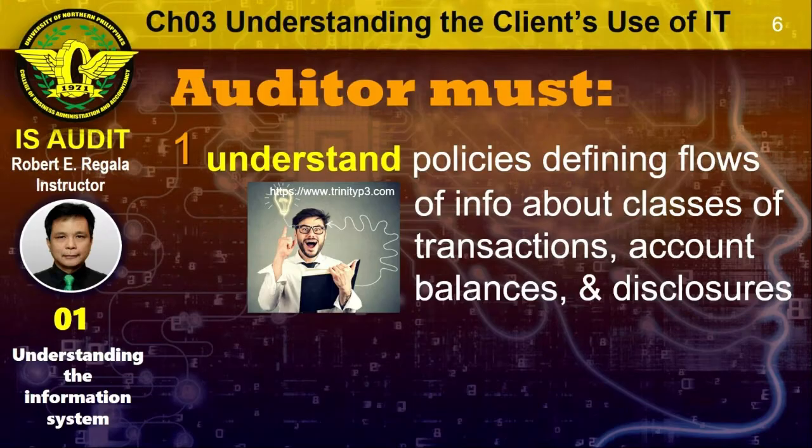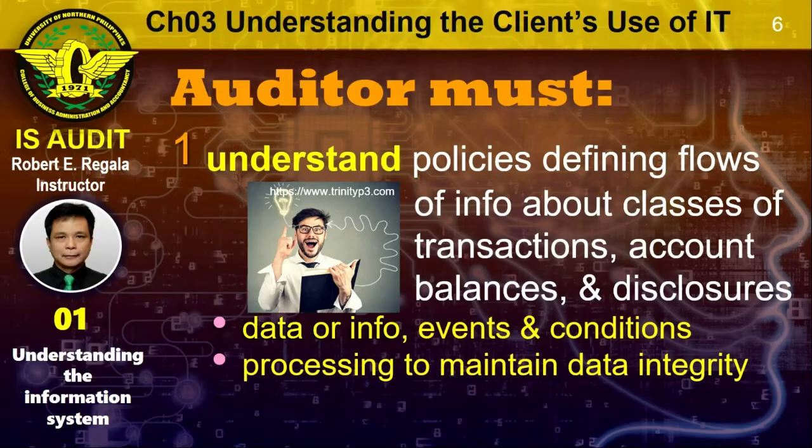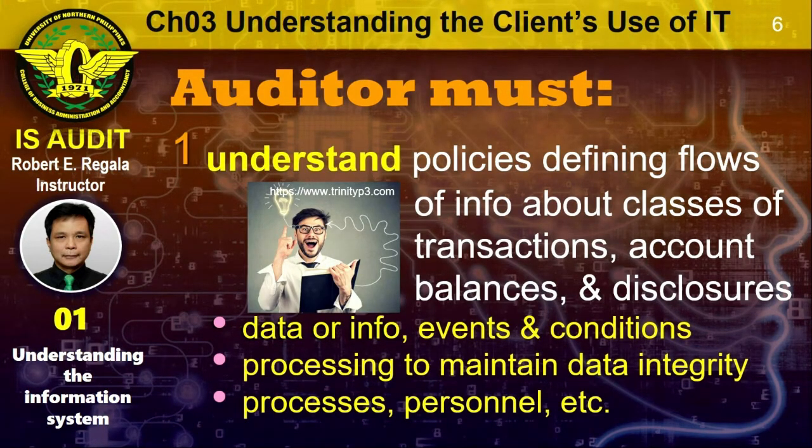Matters the auditor may consider when understanding the policies that define the flows of information relating to the entity's significant classes of transactions, account balances, and disclosures in the information system and communication component include: a. the nature of the data or information relating to transactions, other events and conditions to be processed, b. the information processing to maintain the integrity of that data or information, and c. the information processes, personnel, and other resources used in the information processing process.